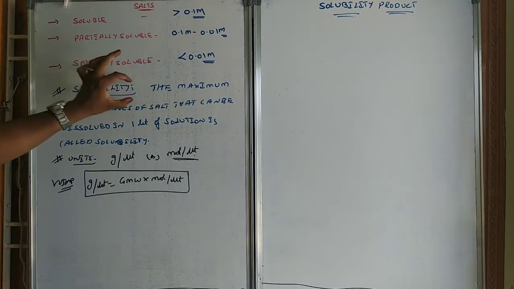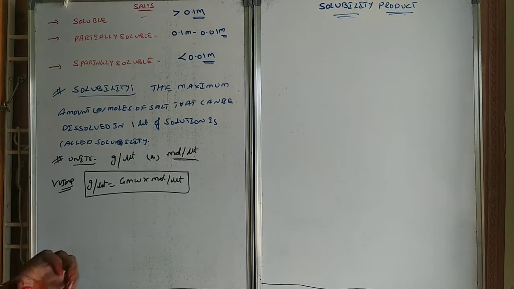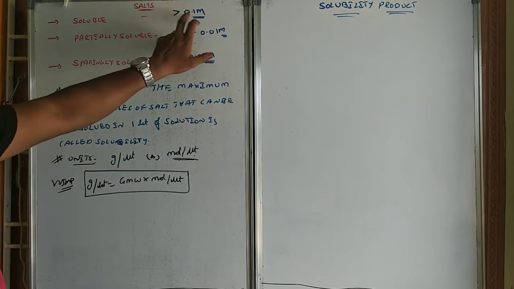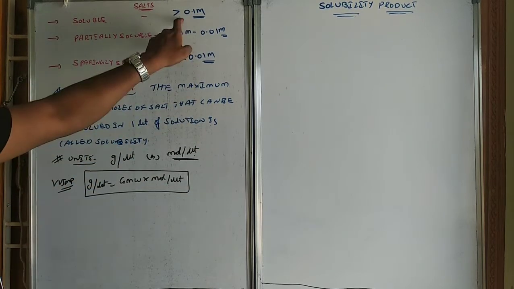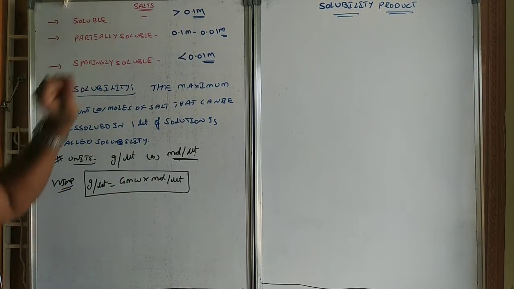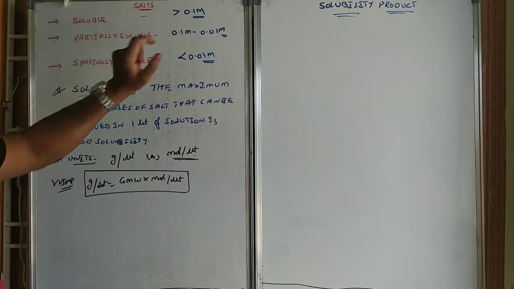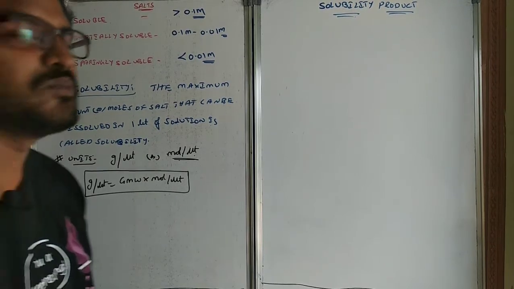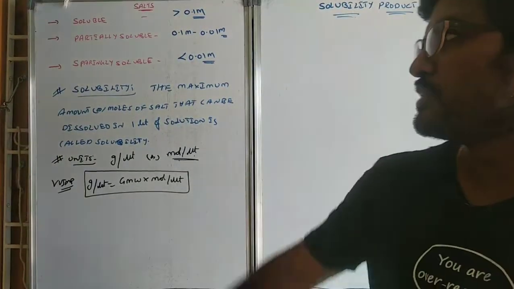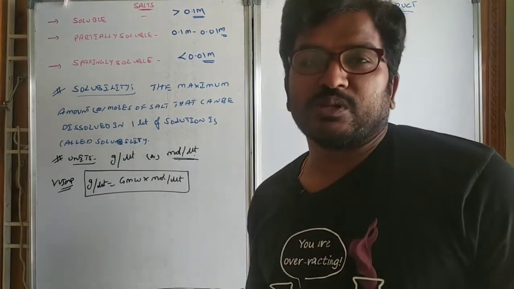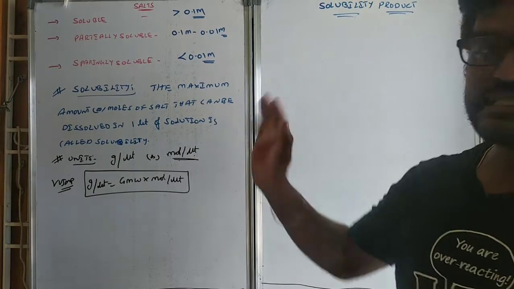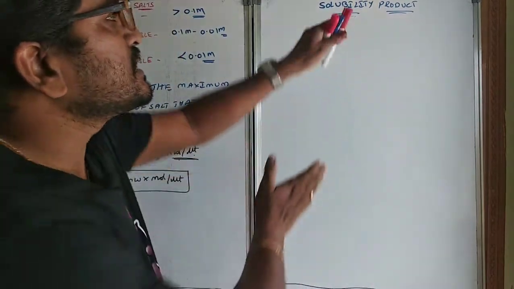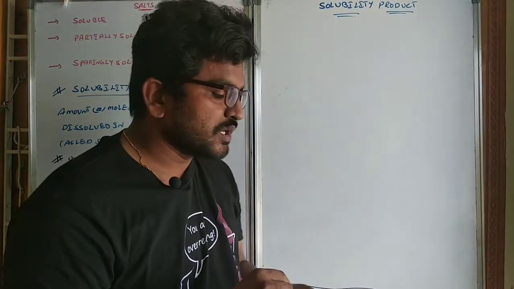Based on this solubility, three types of solutions are present. What are they? Soluble salts are those with concentration greater than 0.1 molar. If the concentration is between 0.1 molar and 0.01 molar, they are known as partially soluble salts. And finally, if the concentration is less than 0.01 molar, they are known as sparingly soluble salts. In this case, we will study the sparingly soluble salt.